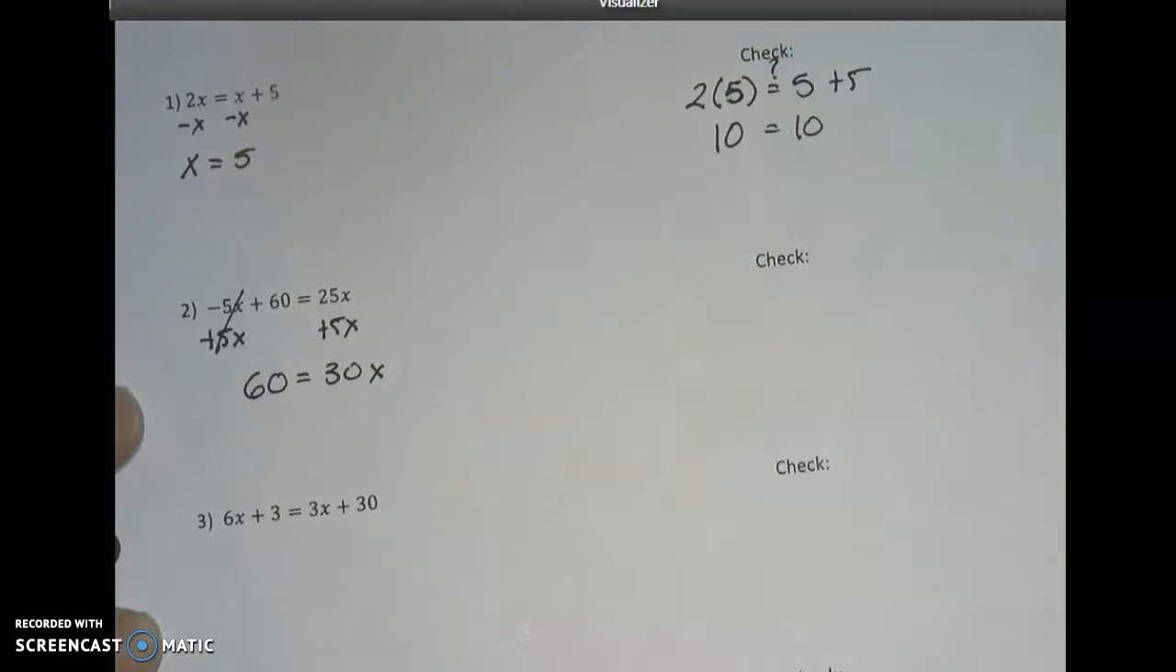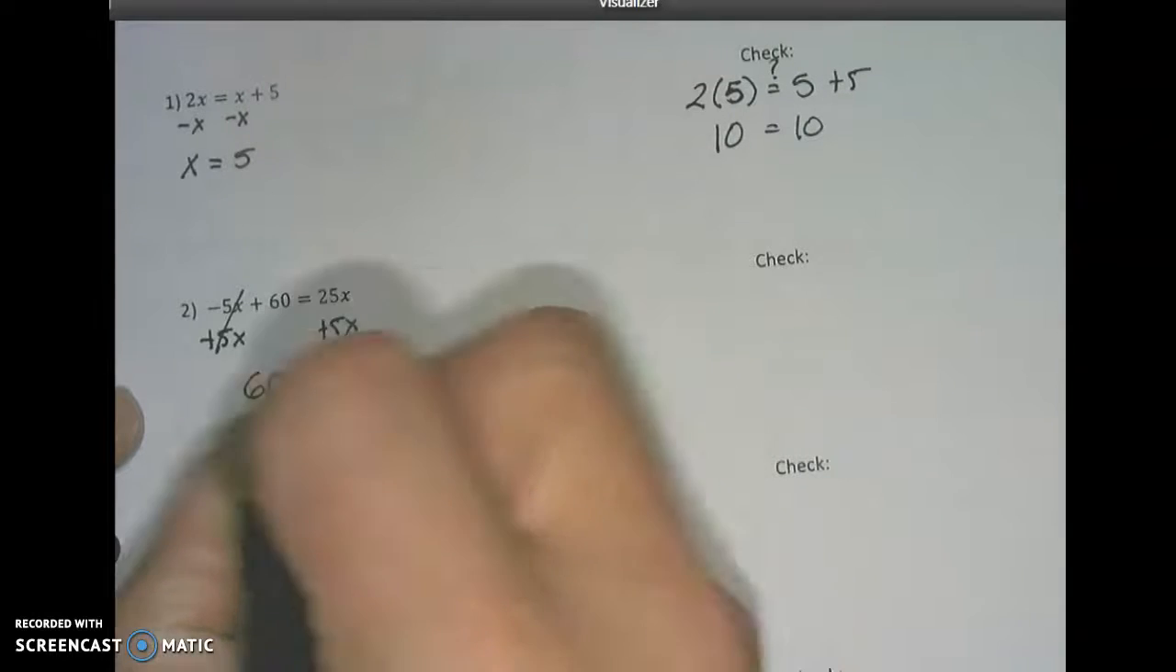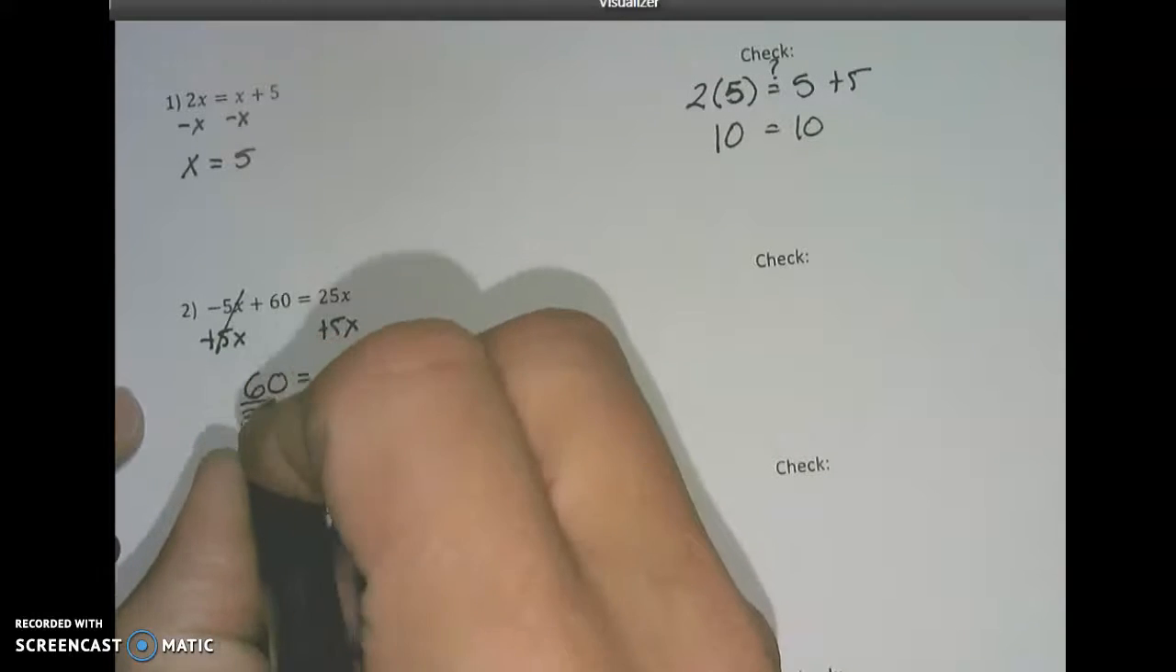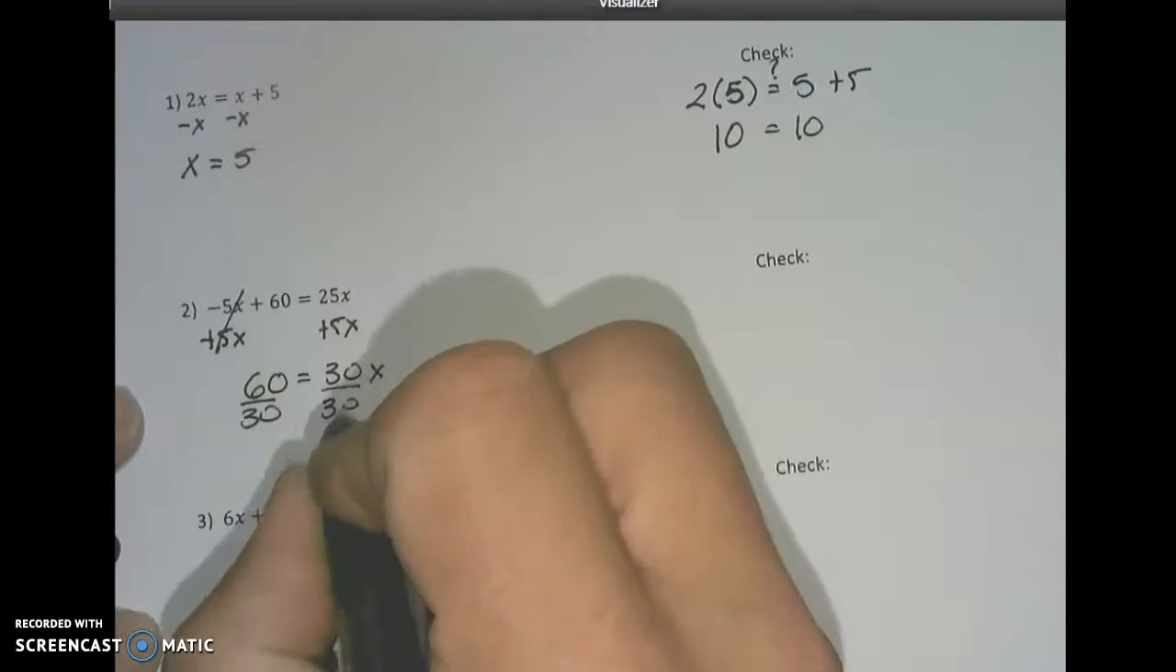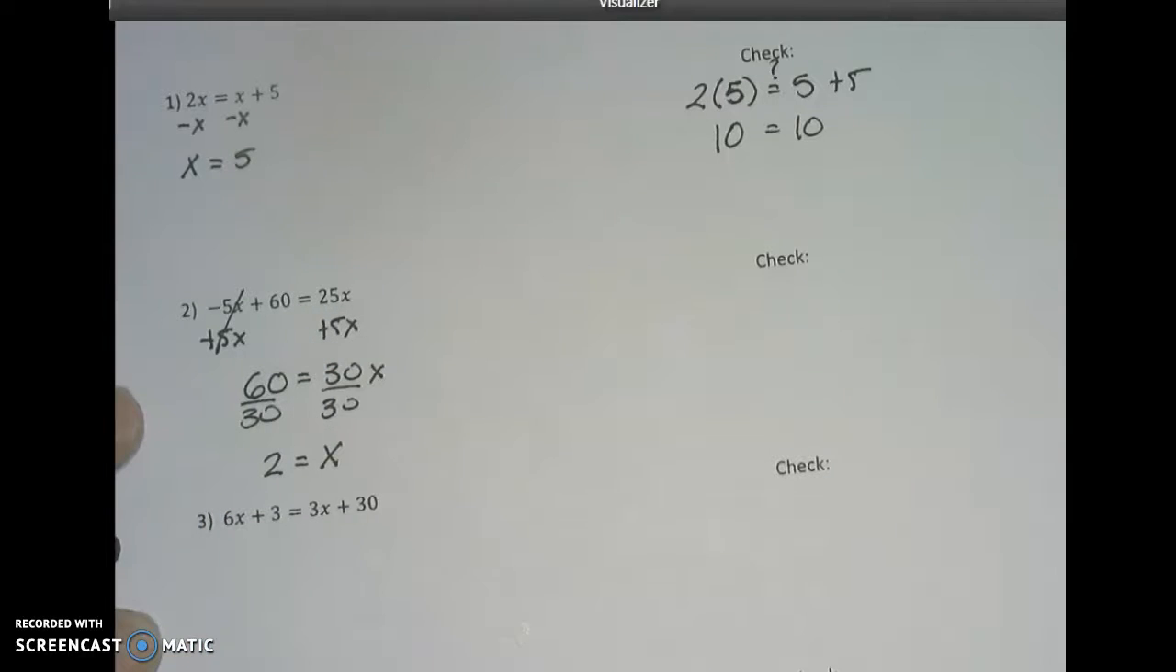All right? So if I have multiplication, the opposite is going to be division. So I'm going to divide. So I have 60 divided by 30. That's equal to 2 is equal to x.